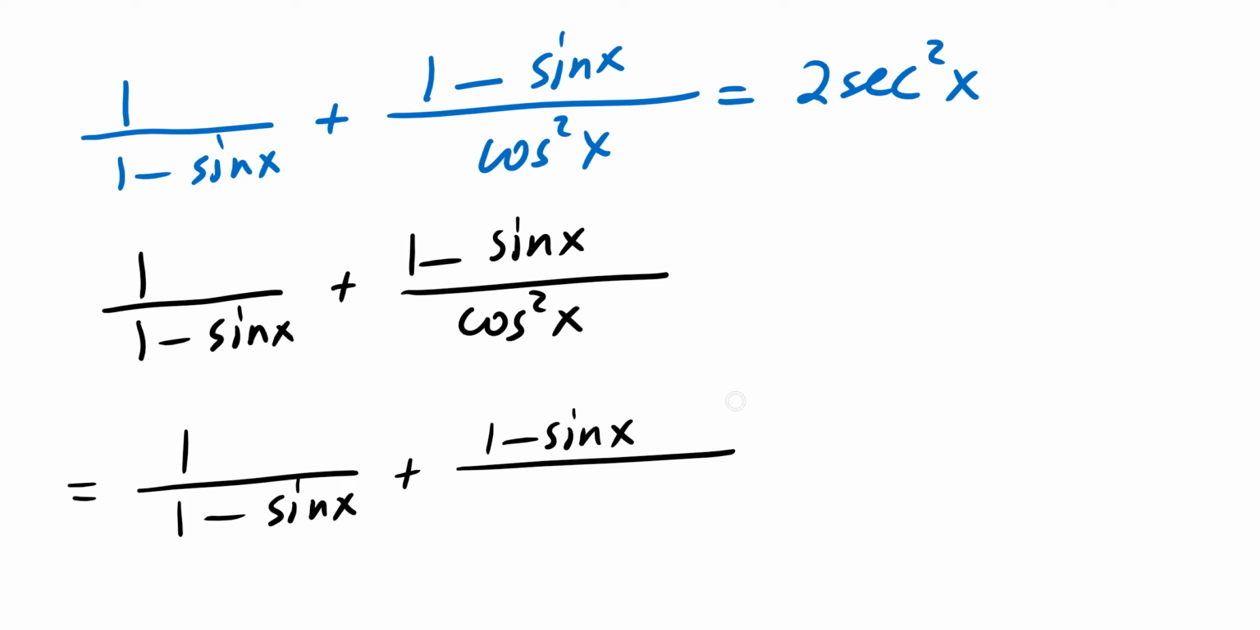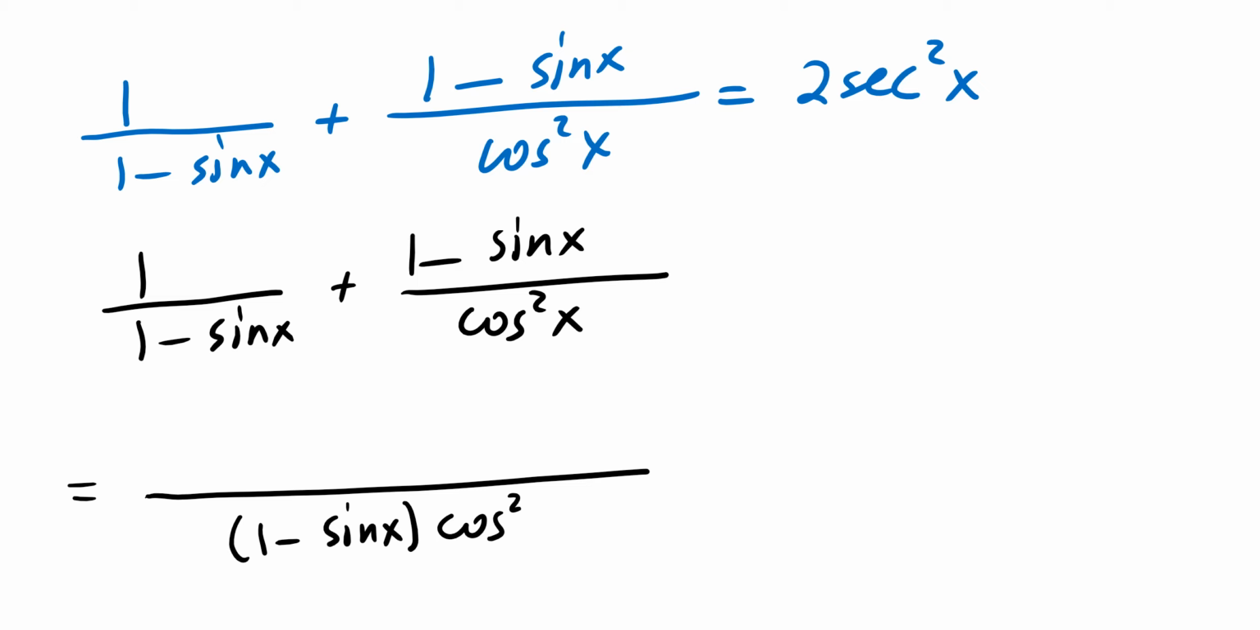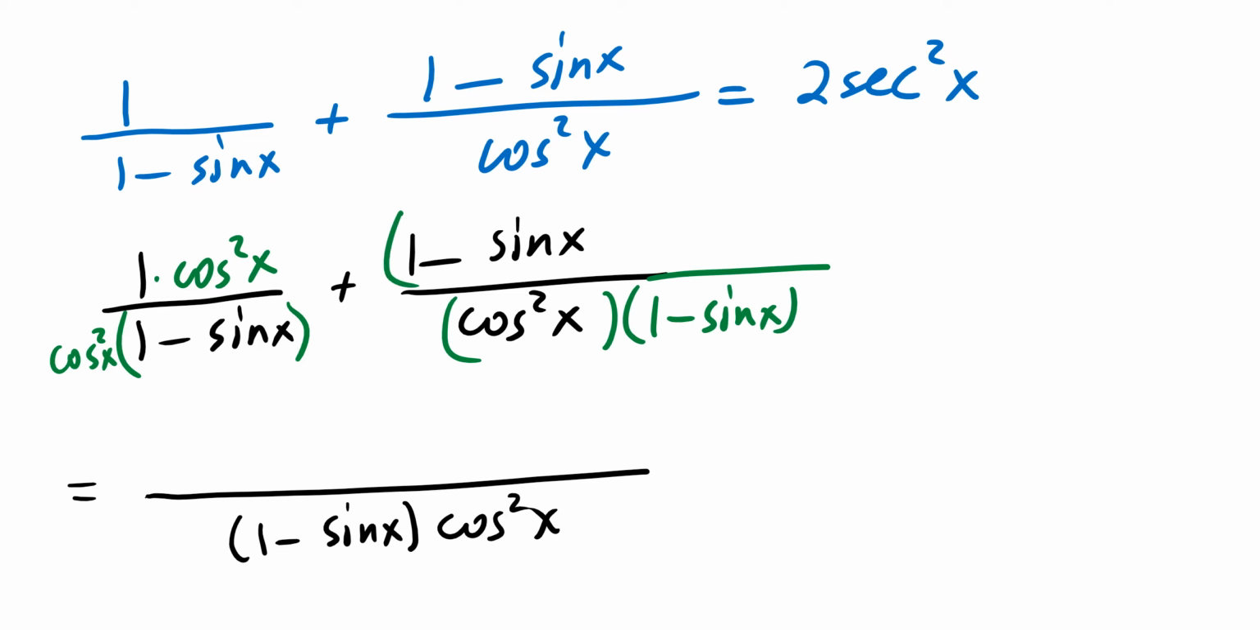Or if you'd like to just combine, because we have fractions, we combine them. The LCD is 1 minus sine x times cosine squared x, basically the product of these two denominators. So now here I have 1 minus sine, I'm missing cosine squared, so I multiply top and bottom by cosine squared. Here I have cosine squared, I need to multiply by 1 minus sine x, top and bottom by 1 minus sine x.